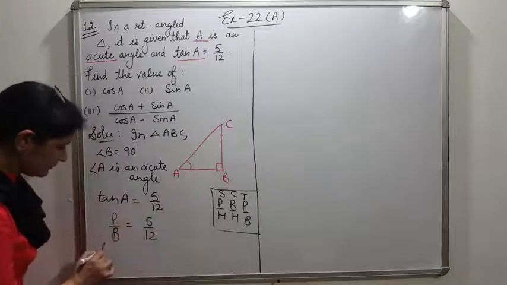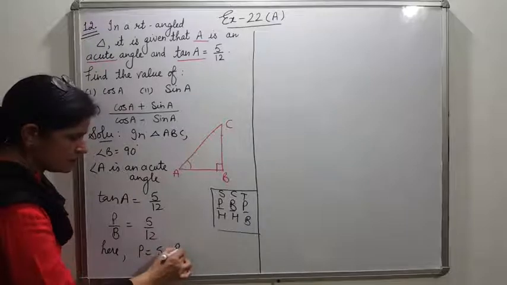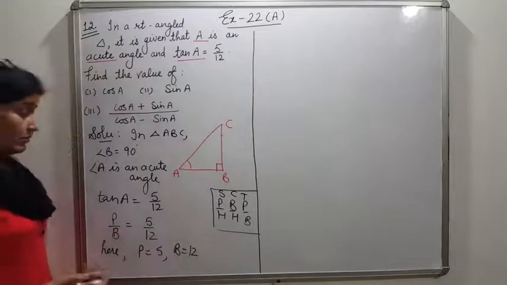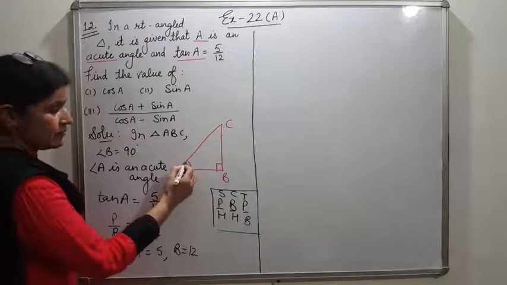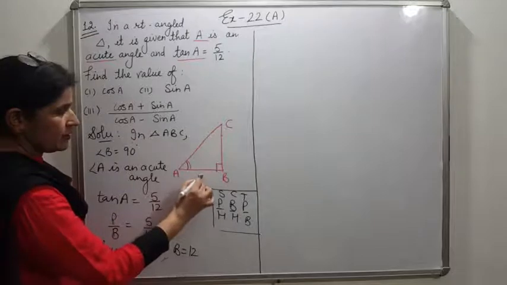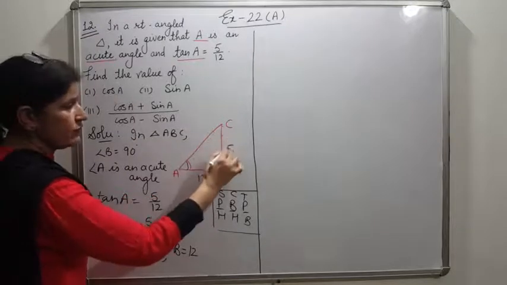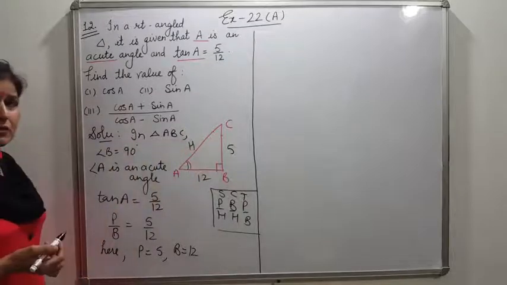So here P is 5 and B is 12. Now which one is base? Which one is perpendicular? So this angle, the adjacent side is base 12, perpendicular opposite is 5. So this we need to find. What is it? Hypotenuse. We need to find.